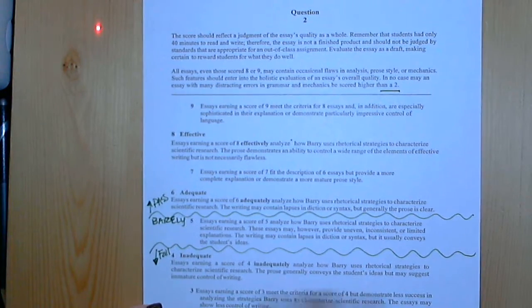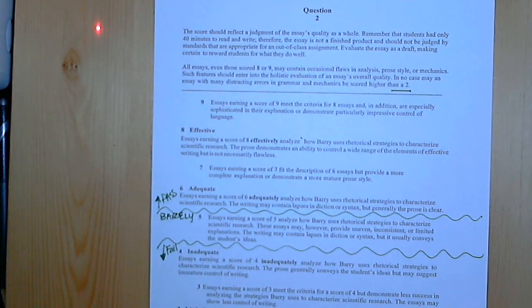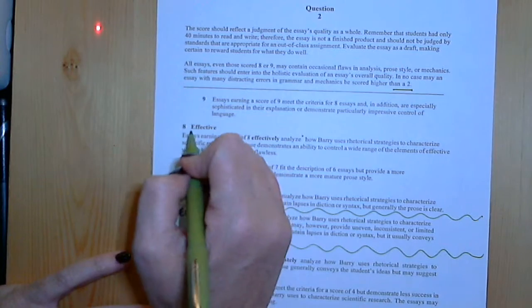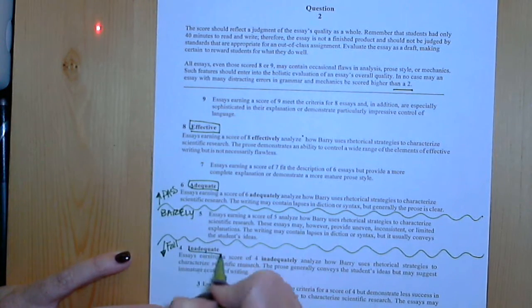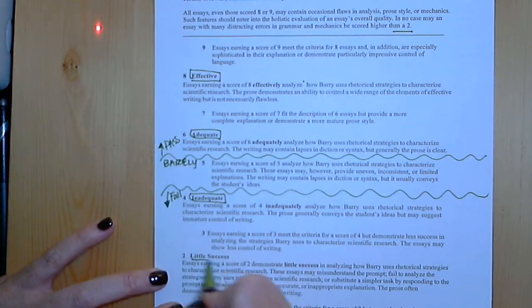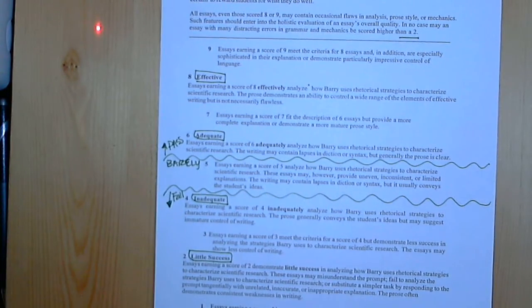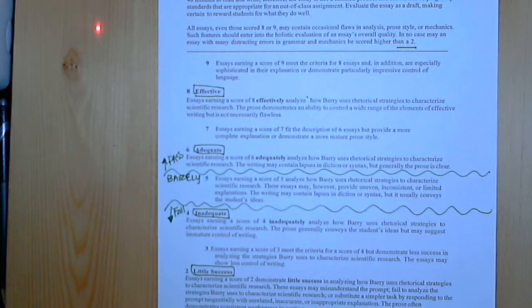Okay, so what you notice is that the evens all have descriptors, right? So basically the way that I grade your papers, I grade it on the evens, 2, 4, 6, or 8, right? So if you're passing, I'm starting at a 6 or an 8 and I'm going up from there. If you're failing, I'm starting at a 4 and I'm working my way down. Okay, so let's start at the 8.